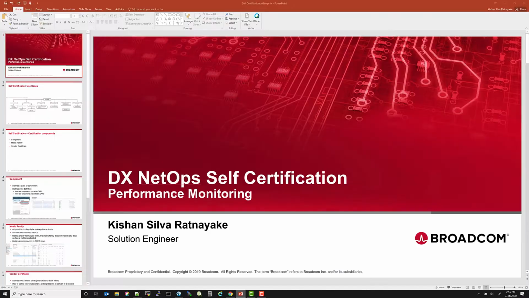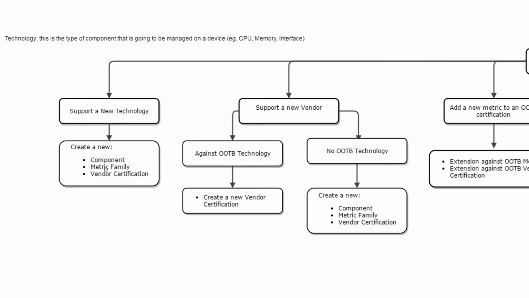So if you take a look in here and zoom in on some of these different use cases, you will see that there are different pieces to self-certification depending on the use case that you're trying to solve, right? If it's a brand new technology that you're trying to poll in CAPM, then you'd have to create a new component and a metric family and a vendor certification. Again, we will go through these different pieces of self-certification in the next few slides, but this is a breakdown of what an end user would need to do to self-certify depending on the different use case, right?